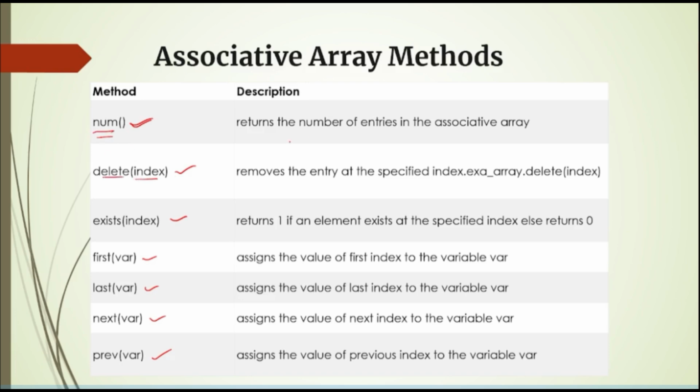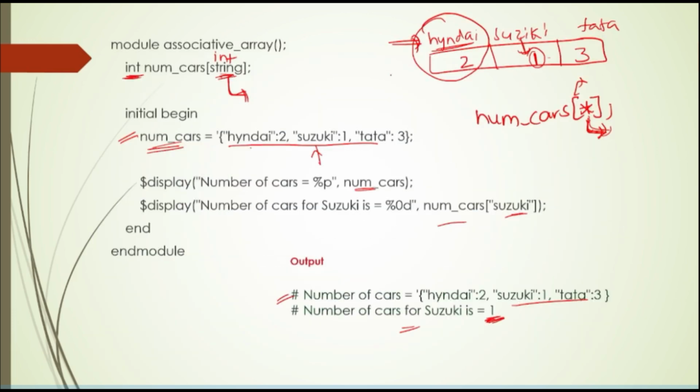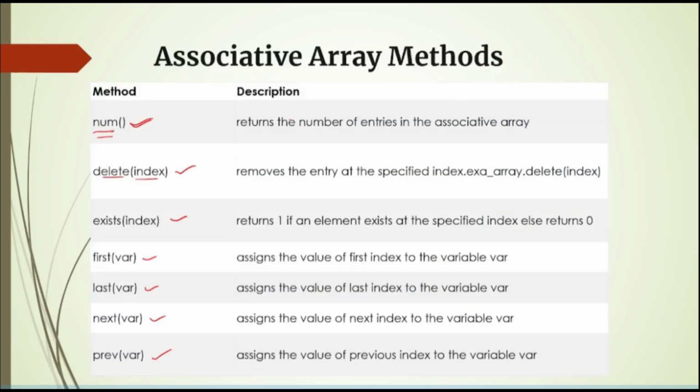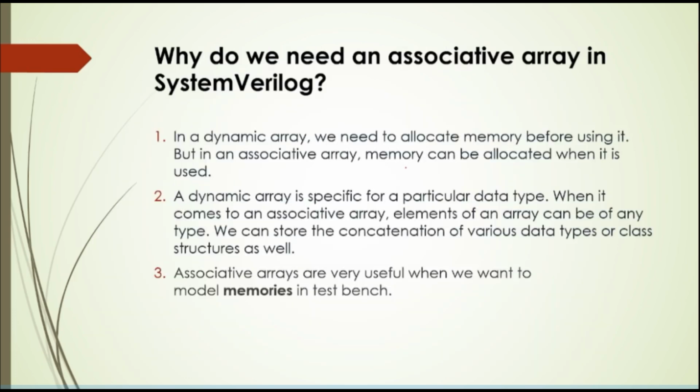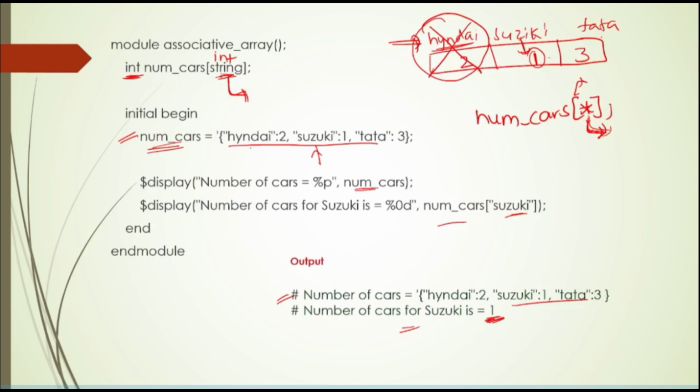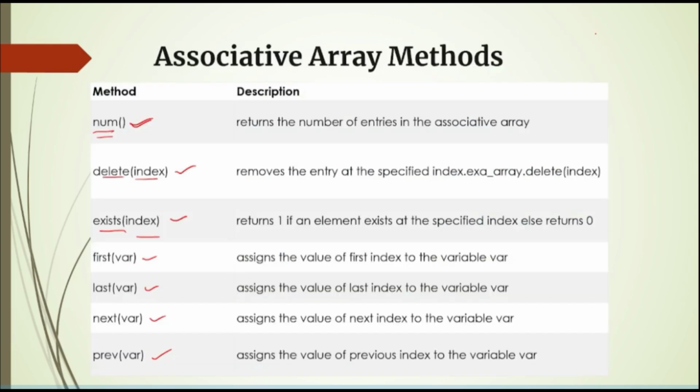And delete(index): when you want to delete the entire array you can just give delete, and when you want to delete only a particular element, like in the earlier example if you want to delete only this Hyundai, you can do it by using delete(index). That means when you give that particular index name, only that index will be removed and everything else remains the same. Exists(index) tells you whether that particular index exists, that is, whether that memory location is allocated, present or not.